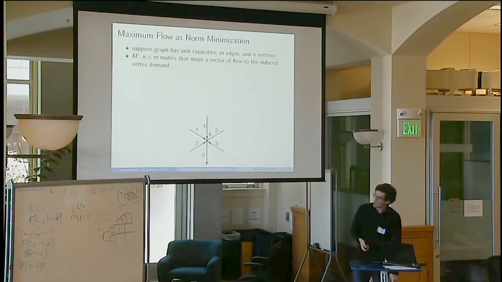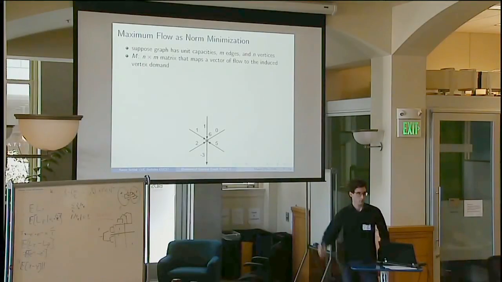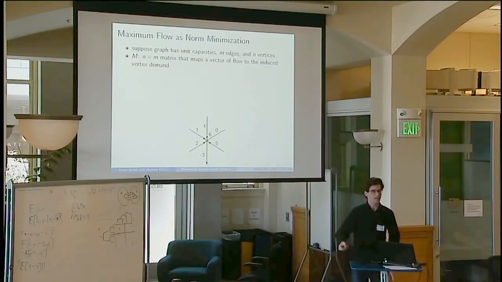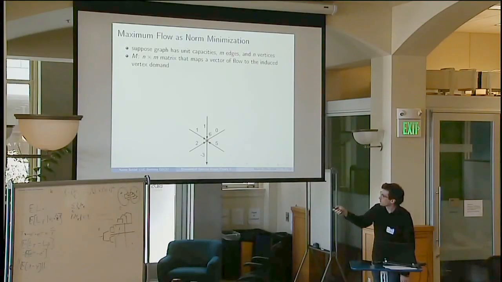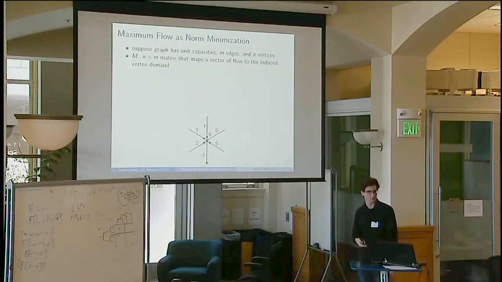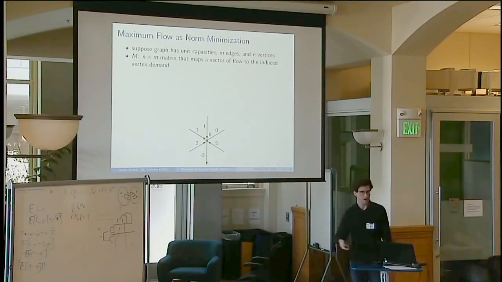Let M be an n by m matrix, a vertex by edge matrix, that takes an m-dimensional vector of flow. You can write the flow on all of the edges in the graph as a vector, and let M be the matrix that takes a flow vector to the induced demand on each vertex. For example, let's say that this black vertex has this amount of flow incoming to it. M would take this flow vector and output 6. The coordinate for the black vertex would be 6. For each vertex, it writes down the net flow on that vertex.